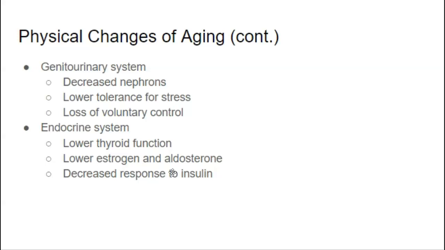Okay, same thing with the lower estrogen and testosterone. As we get older, women go through menopause, their estrogen levels drop.